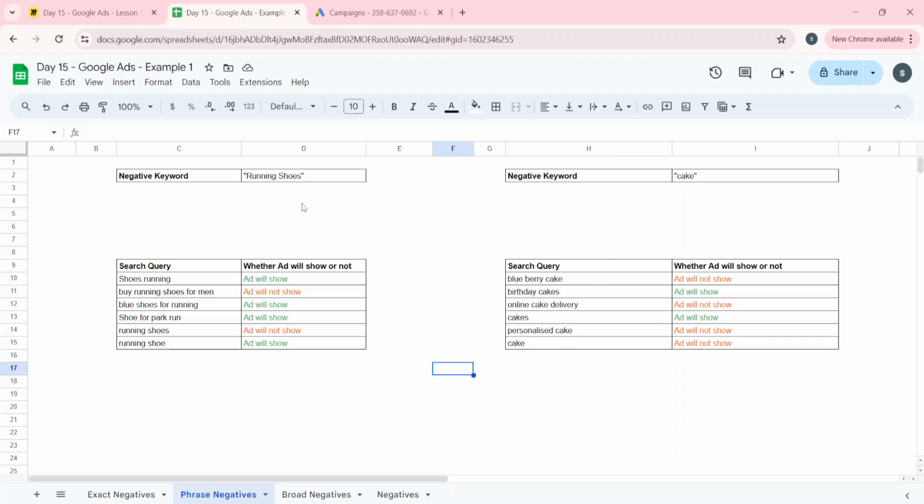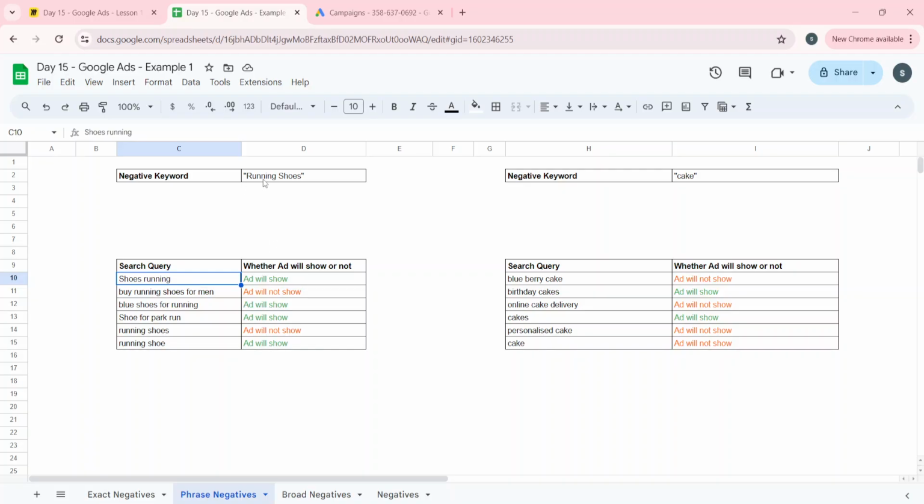We use the same examples. Okay, previously it was exact match, now it is running shoes in phrase match. Now you see, shoes running, your ad will show. Before that, I just wanted to tell you how this phrase match works. Your ad won't show if the search contains the exact word terms in the same order.